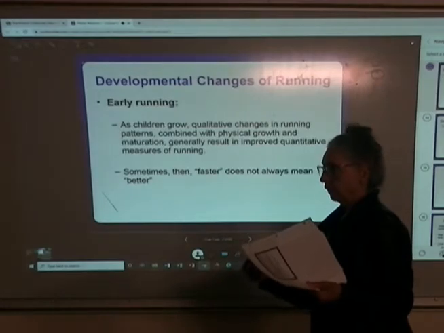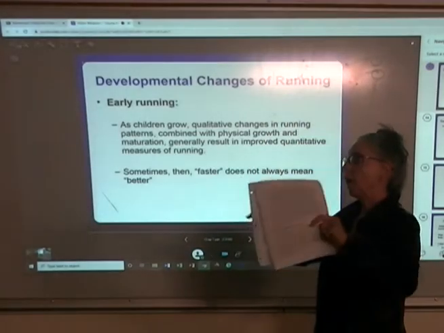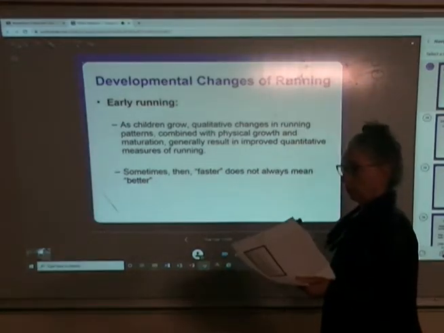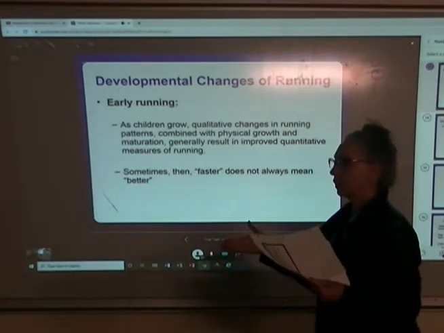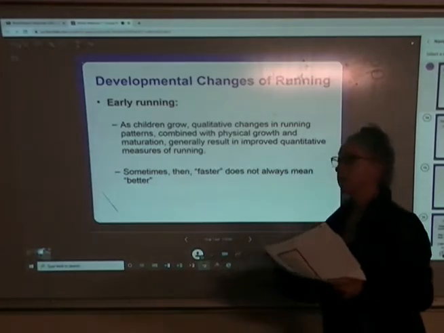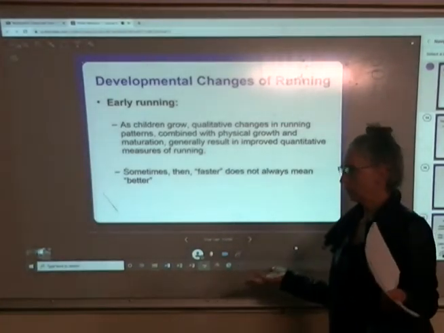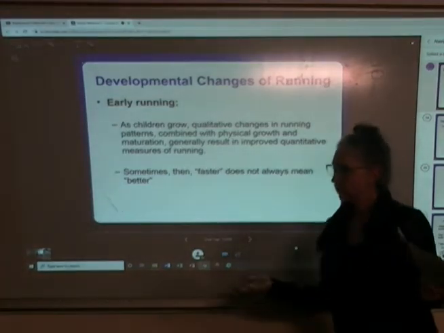right? So that idea of constraints also plays a role here, right? How much experience does that adult have at running? If they don't have experience, the motor pattern won't be competent, right?